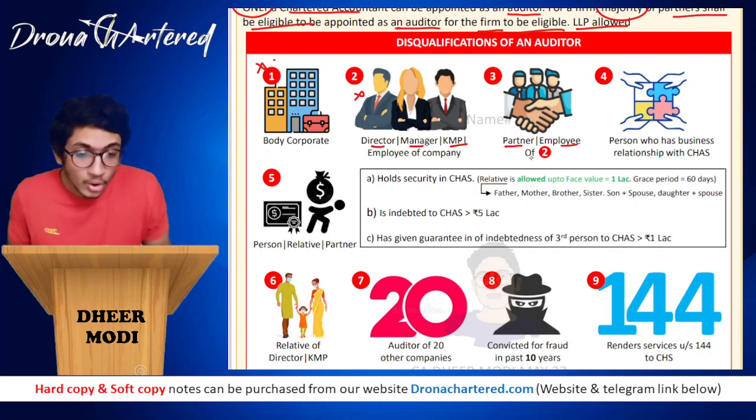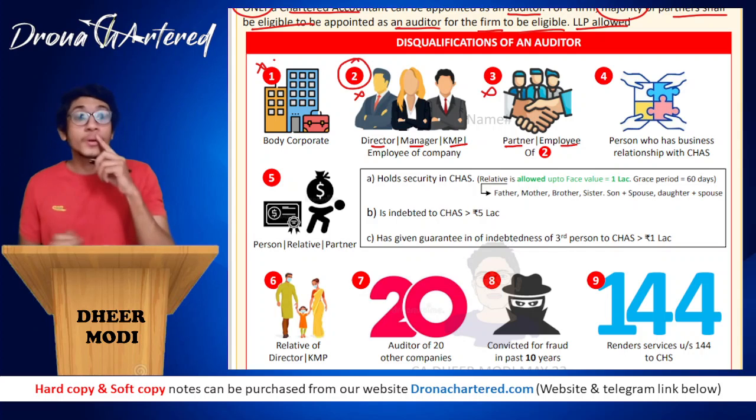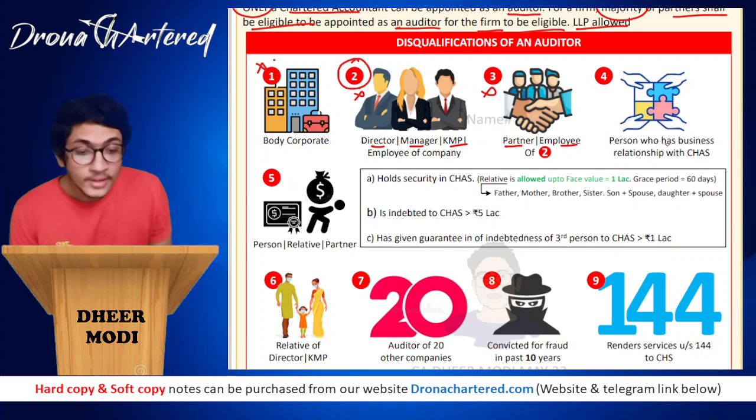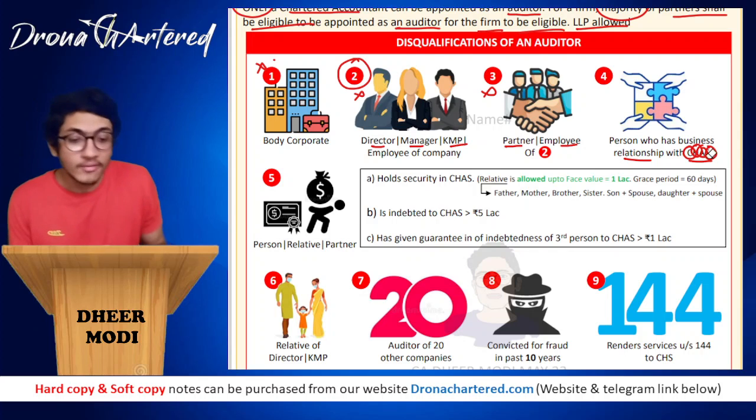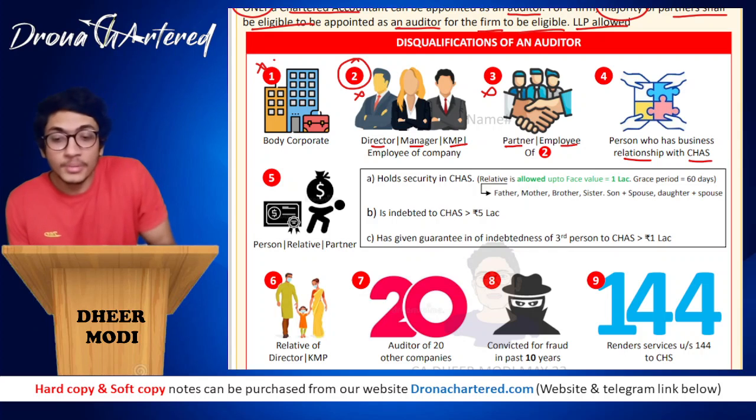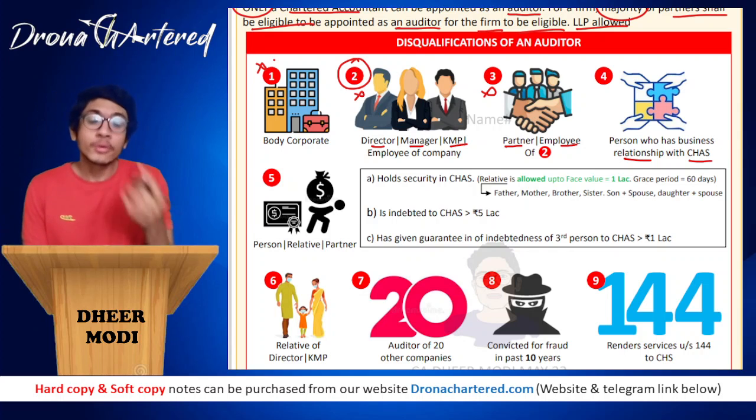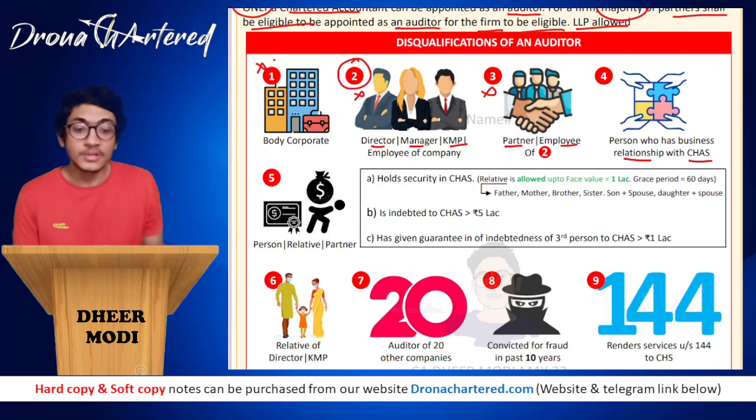Any partner or employee of these people will also not be allowed. Fourth is any person who has a business relation with CHAS. What is CHAS? Any business relation with company, holding, associate, or subsidiary. So anywhere where I've used CHAS, that means your company, holding, associate, and subsidiary. So any person who has a business relationship with CHAS is also not eligible.